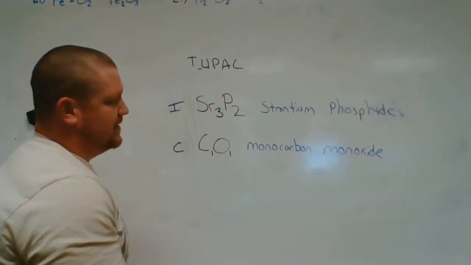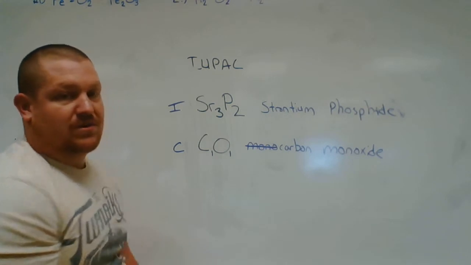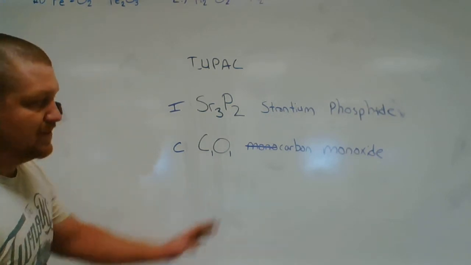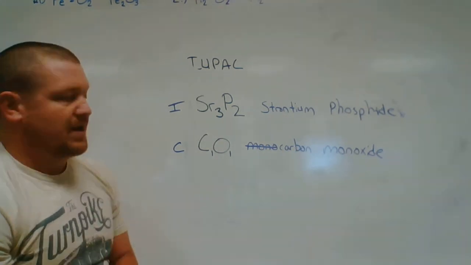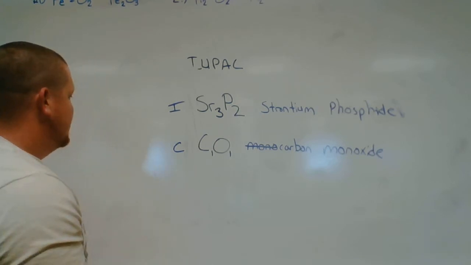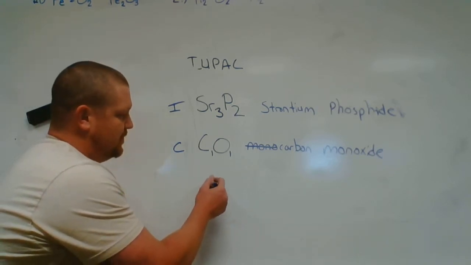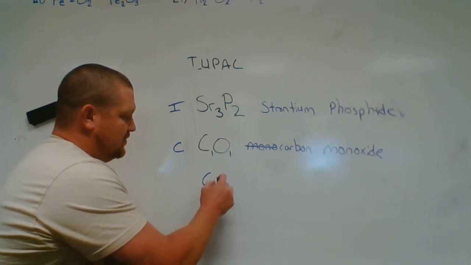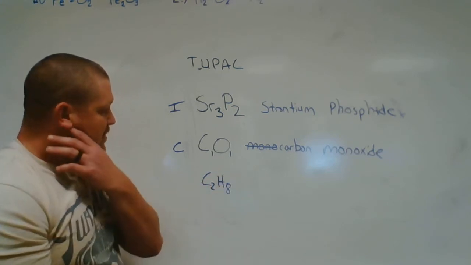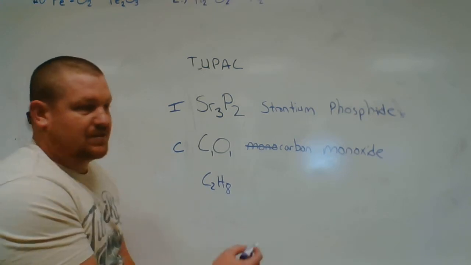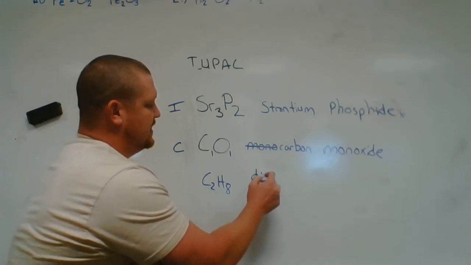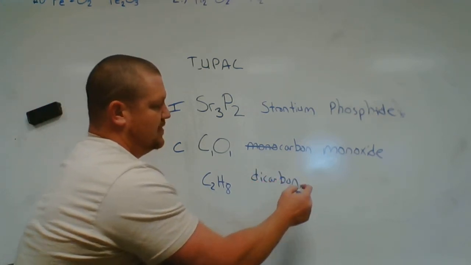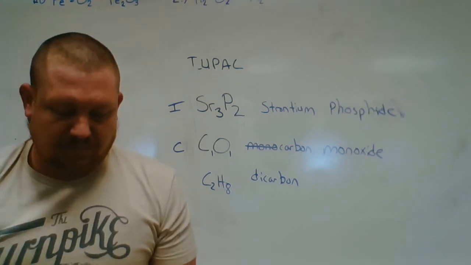With our only rule being we do not want to write the mono on the first word. We'll use mono on the second word, but you don't want to use mono on the first word. If this was C2H8 or something like that, you do want to use other prefixes on the first word. So this would be dicarbon octahydride. And that's it.